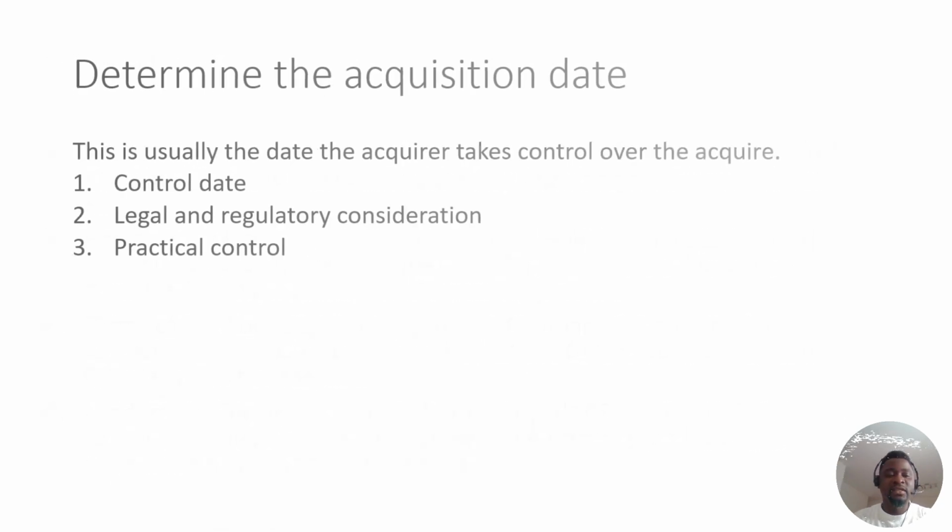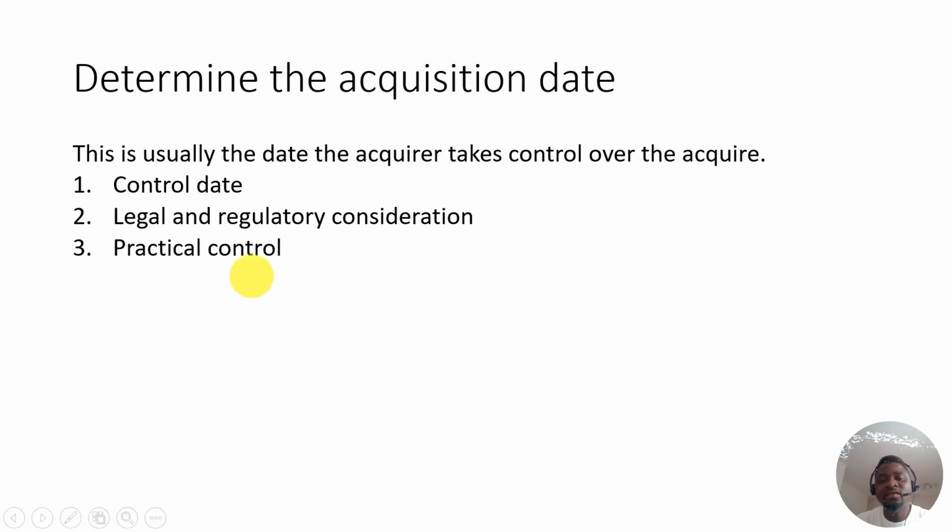So let's now look at the next step, which is determining the acquisition date. This can also be tricky, like determining the acquirer. So I'm also looking at 3 major criteria here for me to determine the acquisition date. We look at the control date. Control date is the date that the investor takes control over the affairs of the investee, or the holding company takes control over the affairs of the subsidiary.